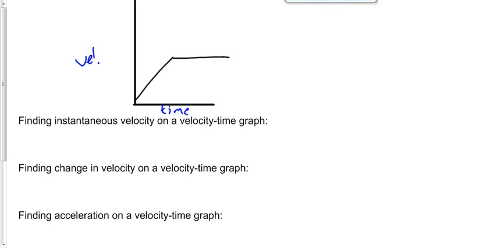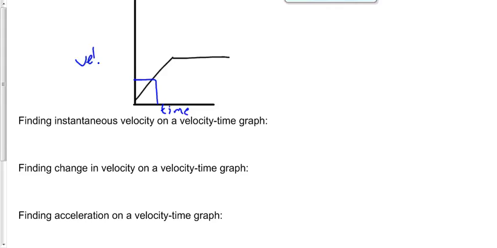How do you think you're going to find the instantaneous velocity on a velocity time graph? The velocity at a specific moment in time. Nope, not the slope. Going up and over. You want to find the velocity right here, it's up and over. Look, if you wanted to find the position on a position time graph, it was up and over. Velocity on a velocity time graph, it's up and over.